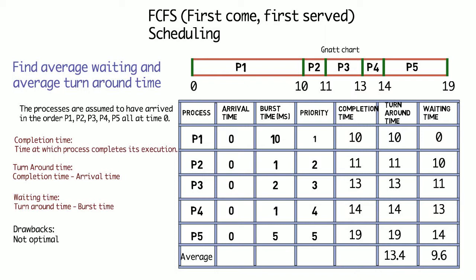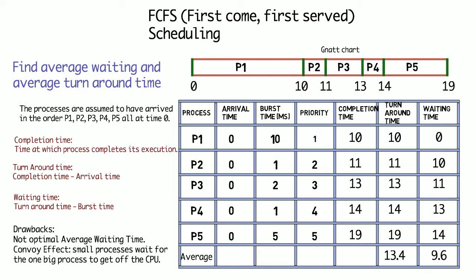FCFS algorithm is simple to implement, however, it has some drawbacks. Its average waiting time is quite high as compared to other scheduling algorithms like SJF and round robin. Another disadvantage is the convoy effect. All input-output bound processes end up waiting in the ready queue until the CPU bound process is done.